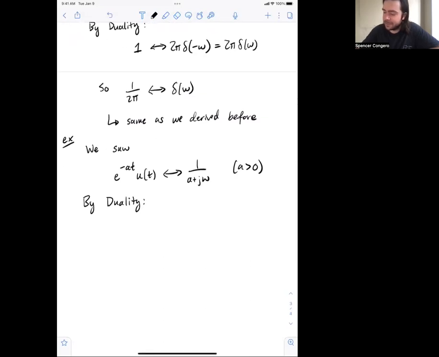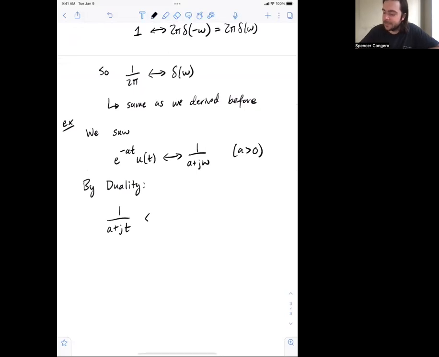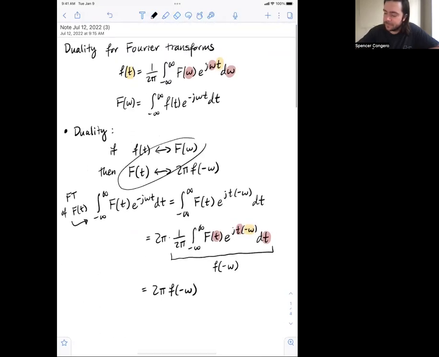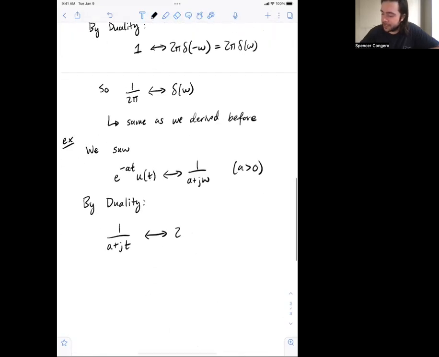So for instance, if I had asked, what is the Fourier transform of 1 over a plus jt? You might have to do some sort of integration to get that before we knew about duality, but with duality, it's very simple because this is just this function of omega, but now a function of t. So we know its Fourier transform should be 2 pi times my original function of t evaluated at negative omega. So I'm going to get 2 pi times e to the negative a, but everywhere I see a t, I'll plug in a negative omega.